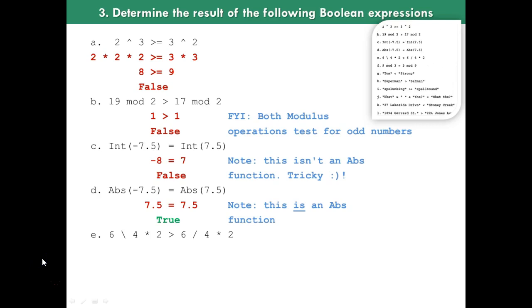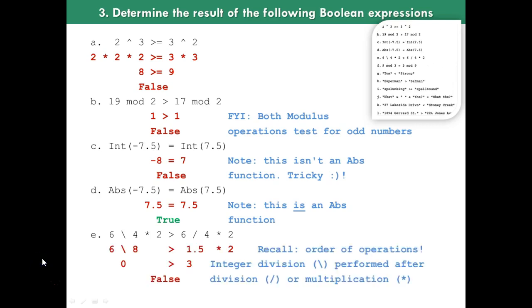For the absolute function, it works as expected. And finally, for question E, in this case you are dealing with order of operations, where you must remember that for Visual Basic, multiplication and division happen before integer division, which can affect the exact value of your output. At this point, you may want to pause the video to look at the explanations at your leisure.